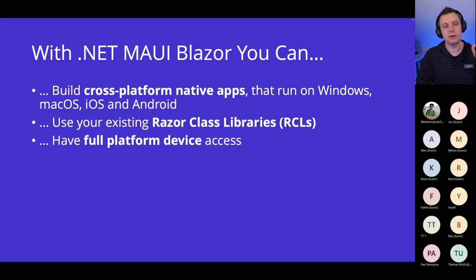With .NET MAUI Blazor, you can build cross-platform native apps that run on Windows, iOS, macOS, and Android. Those are the same platforms that I mentioned for .NET MAUI. That's not a coincidence. You can use your existing Razor class library. So that's why I kept mentioning the Razor components, which live in Razor class libraries. You can just reuse them for your .NET MAUI Blazor application, which is really cool. So if you have an existing Blazor application with components, you don't need to do anything. You can just use those, make a reference, or install that NuGet on your .NET MAUI Blazor application, and boom, it will just work.